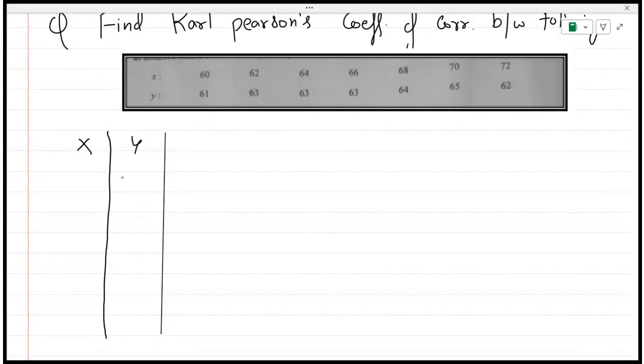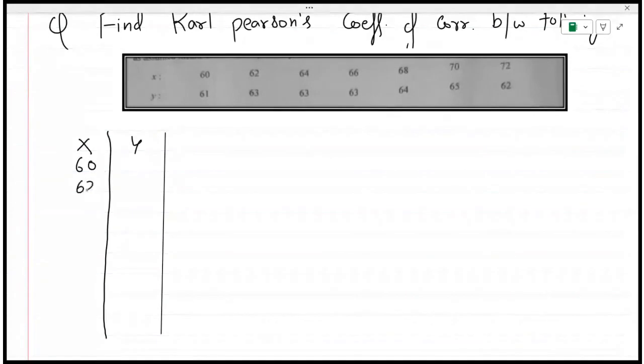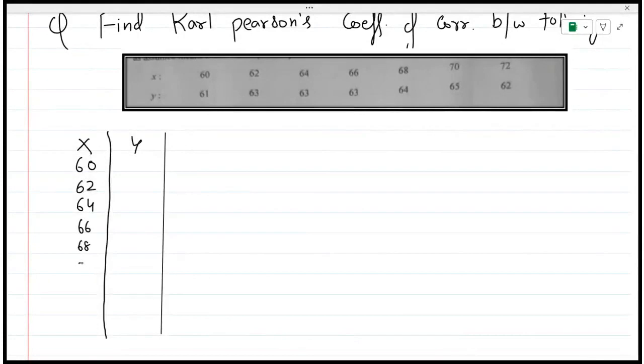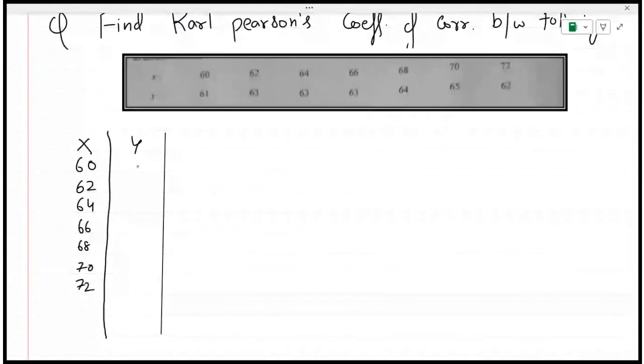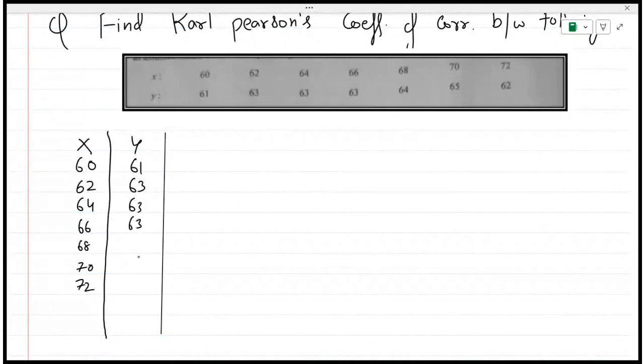Here I am writing the x values: 60, 62, 64, 66, 68, 70, 72, and then here I will write the y values. So y values are 61, 63, 63, 63, 64, 65 and 62. Okay, so we need U.